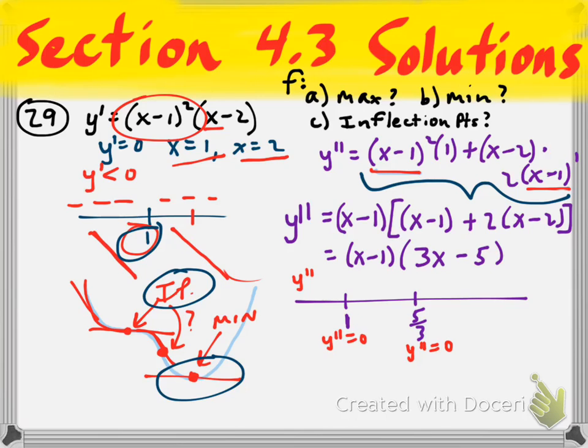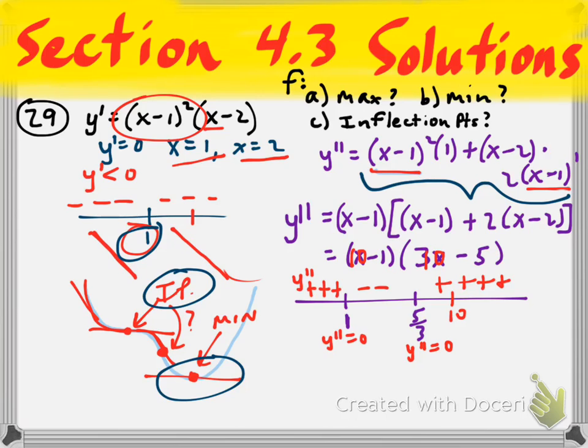Now, to the left of 1, we see that y double prime, and when you plug in any value to the left of 1, let's just plug in 0. If you plug in 0 here and 0 here, we get -1 times -5, so we get positive. Okay? Oh, I should have done this. Plug in 0 there and 0 there, we get positive here. Now, if we plug in, what, 2? No, 2 is too big. I guess let's just plug in a big number like 10. So if we plug in 10 here and 10 here, we get 9 times a big number, so we get positive.